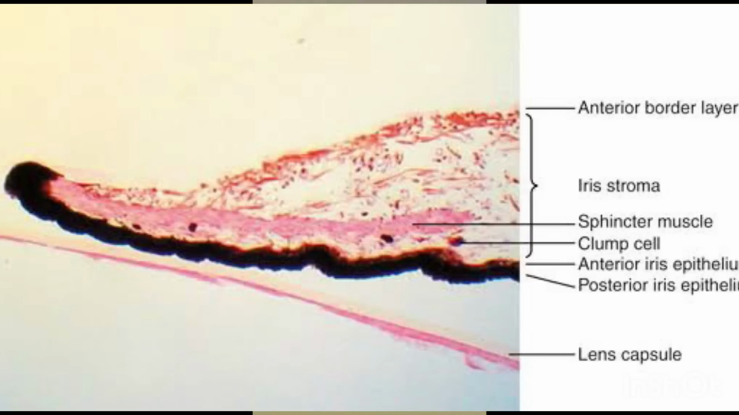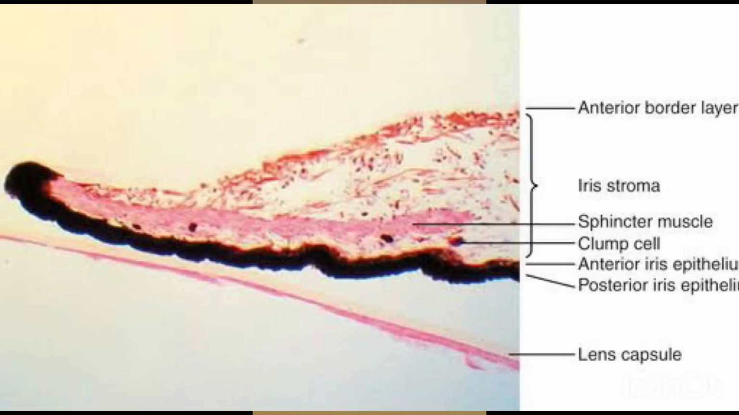Then I'm going to discuss its physiology. The primary function of the iris is to regulate the amount of light entering the eyes by adjusting the size of the pupil. This process is known as the pupillary reflex or pupillary response. The iris does this by using its muscles to change the diameter of the pupil.